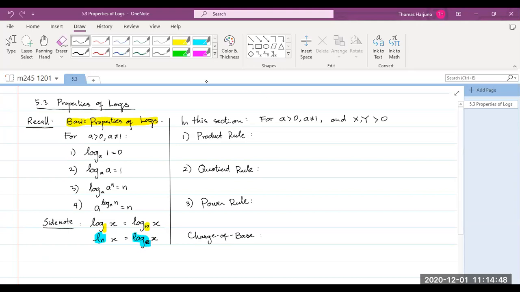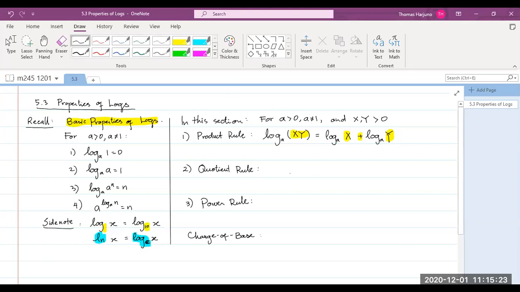First rule is product rule that says log base A of x times y equals log base A of x plus log base A of y. You can say that log of product equals sum of logs.